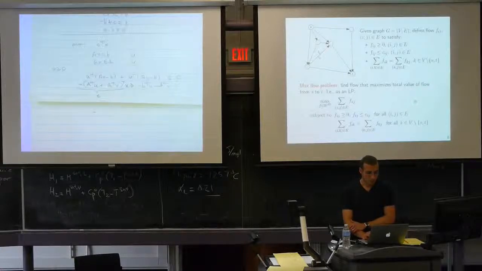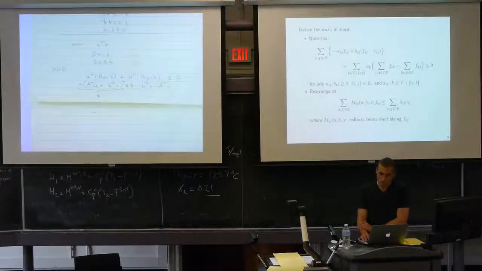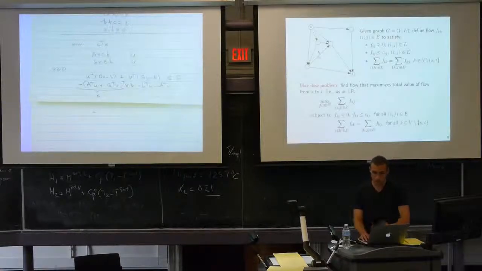And we can go through the calculations for deriving its dual, which I'm not going to go through because we don't have that much time. But it's really just the same as what we've been doing before. And we introduce variables for each one of these constraints. Right?